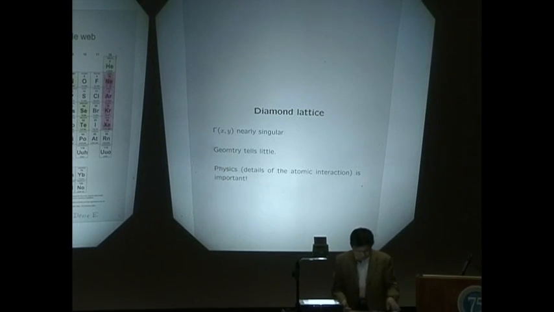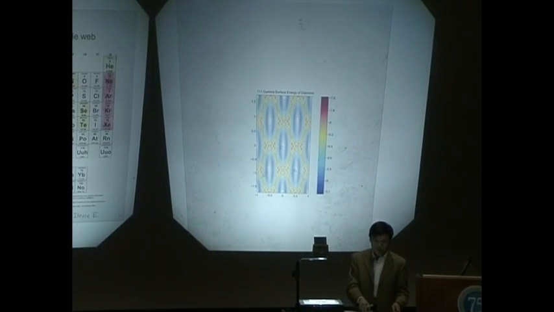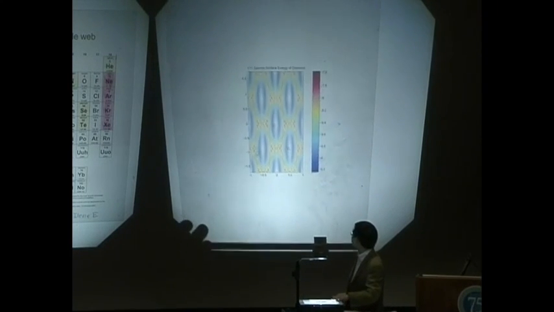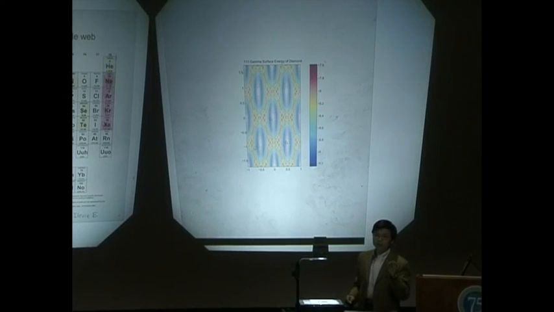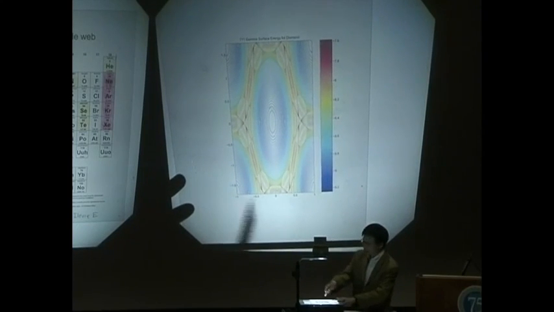And indeed, if you try to construct its gamma surface energy from some potential, it has much more structure. So here is the gamma surface energy in the 111 direction. The same kind of function I was plotting earlier for the FCC lattice, except this is for the diamond lattice. And actually, it's probably better to show a blow-up of this. You can see that there's much more structure in here.